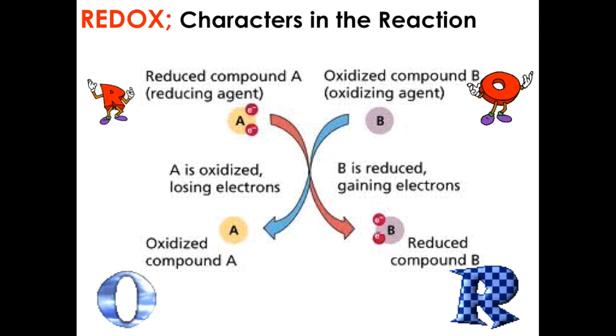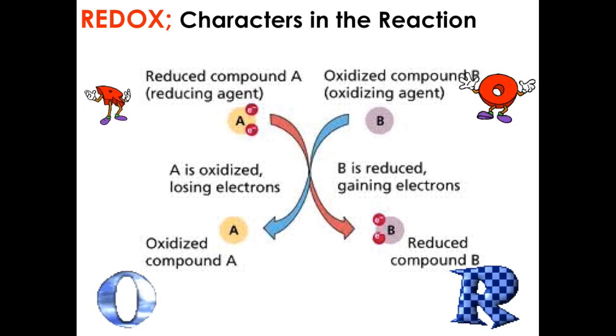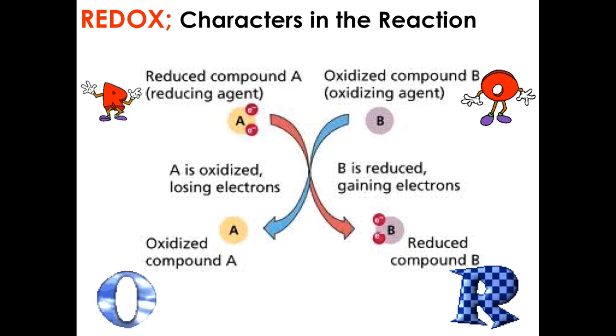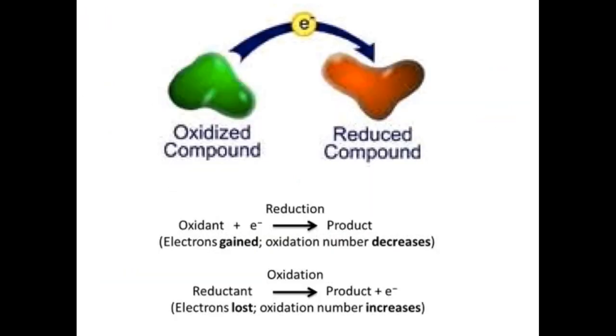Here we can see a compound A is being oxidized, losing electrons, and that's what we call the reducing agent. A compound B is being reduced by gaining electrons and is what is called the oxidizing agent. This is the same as when electrons are gained, the oxidation number decreases. When the electrons are lost, the oxidation number increases.